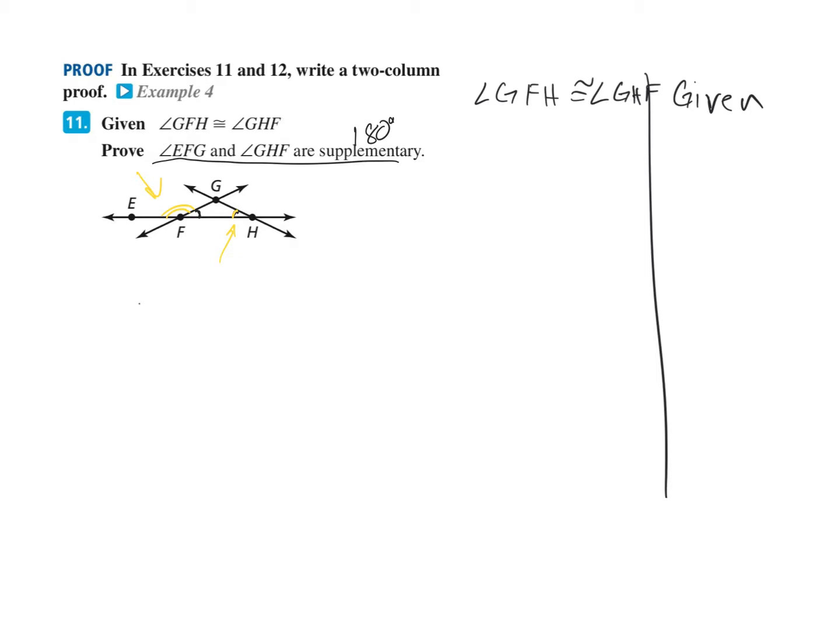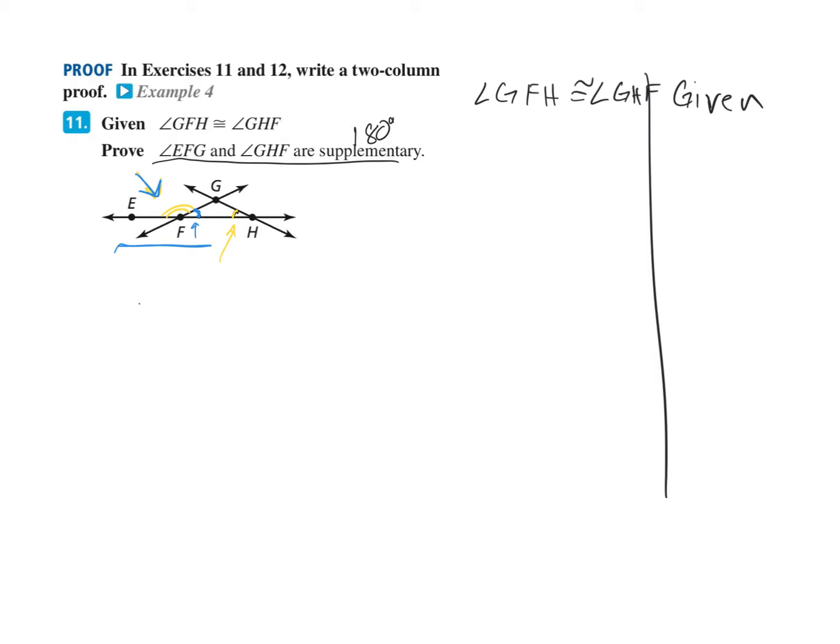This right here is a straight line, which means EFG and GFH, this angle in there, those are supplementary because they make a straight line. Okay, and we know that that blue angle and the single line yellow angle from the given statement, those are equal. So we could do a transitive property here and get those two to be supplementary.